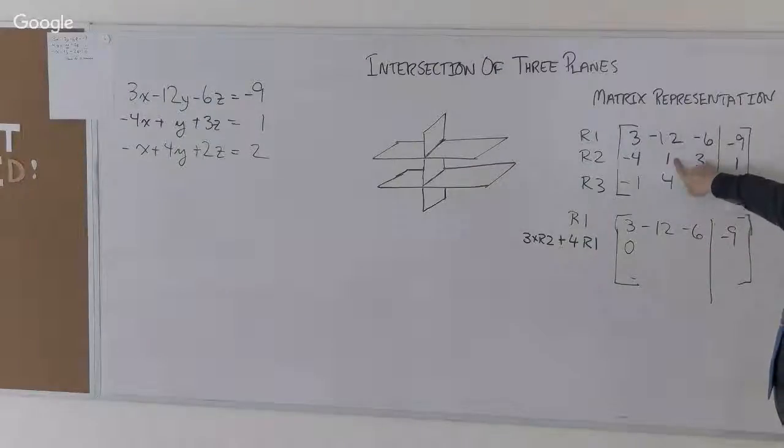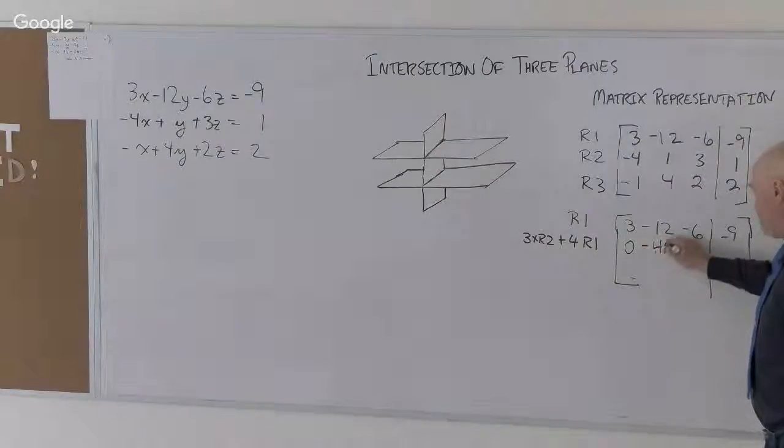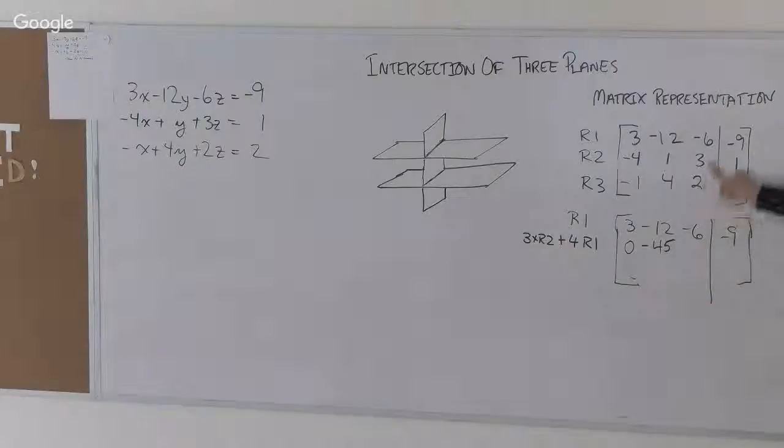3 plus -48 is -45. That's a big number. Okay, 9 minus 24 is -15. That's hard work. Okay, so 3 minus 36 is -33.